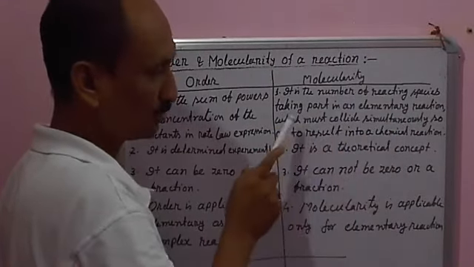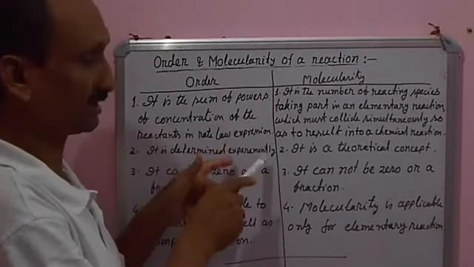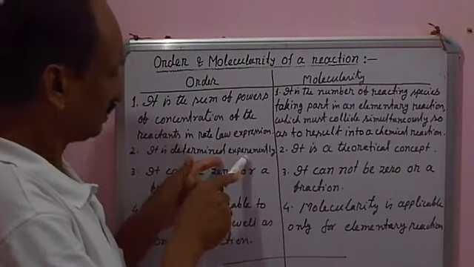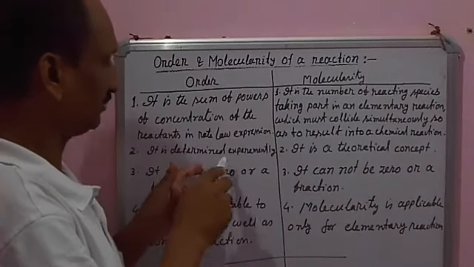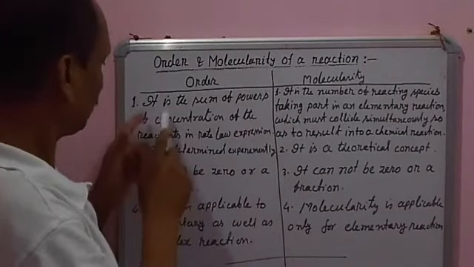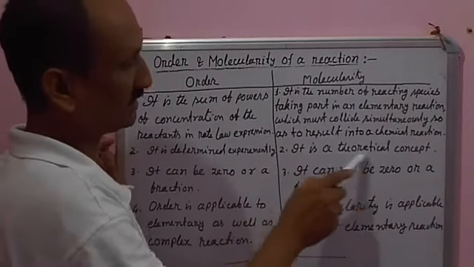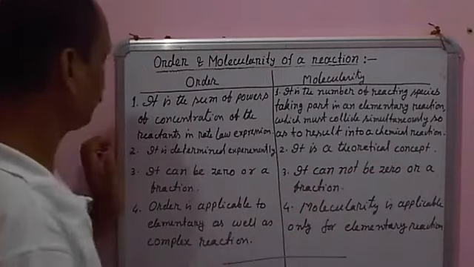Now second point, it is determined experimentally. Order is determined experimentally because order is obtained from the rate law, and rate law is determined from the experimental result analysis. That means order is determined experimentally. And molecularity, it is a theoretical concept totally.